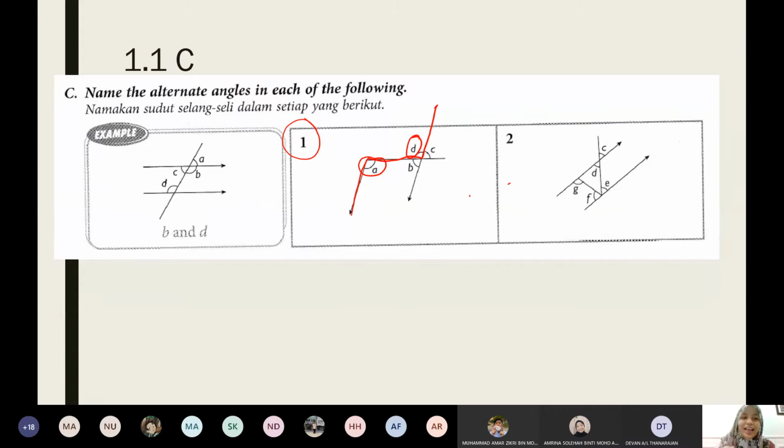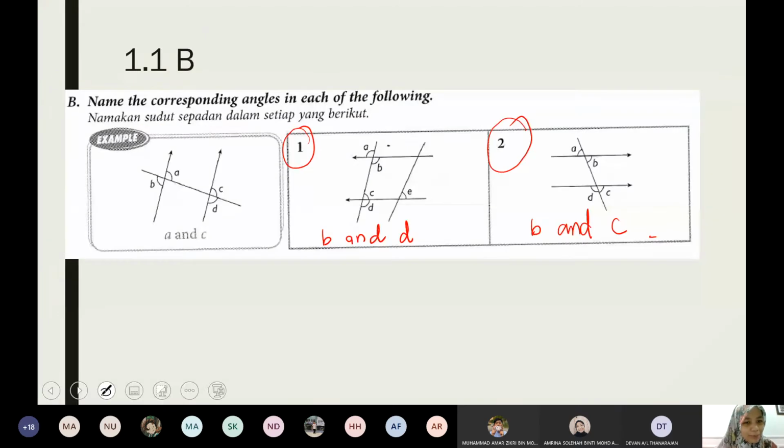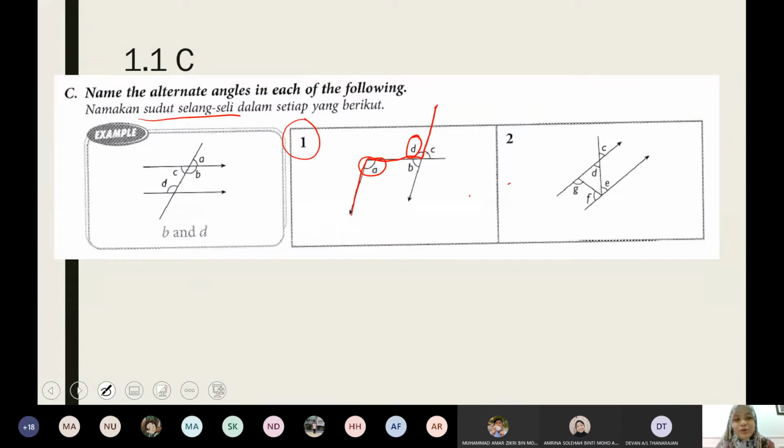D and E. Alternate angles, kalau kita tengok kat sini dia sebut sudut selang-seli. Tadi corresponding tadi dia kata apa? Sudut sepadan. So sudut selang-seli kan dia selang-seli lah. That's why huruf dia Z. Okay, so identify the parallel lines. Okay, these are the parallel lines. Lepas tu angles dekat sini, D and E.